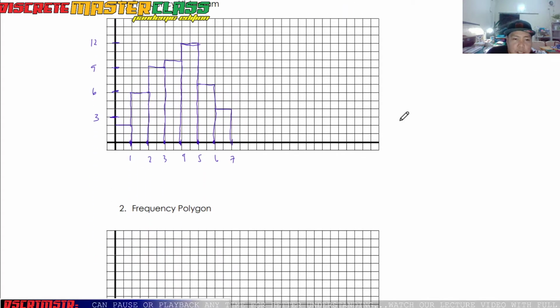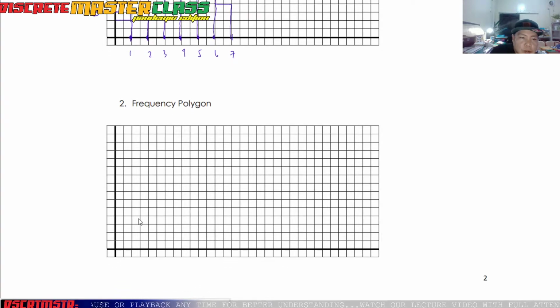Next is frequency polygon. So, again, frequency to. Same procedure sa labeling. Ito yung 3, 6, 9, 12. Okay, first class, second class, third class, fourth class, fifth class, sixth class, seventh class. Okay? Yan yung description ko ha. Hindi yung 1, 2, 3, 4 as in 1, 2, 3, 4. Classes yan. Ito ay classes.